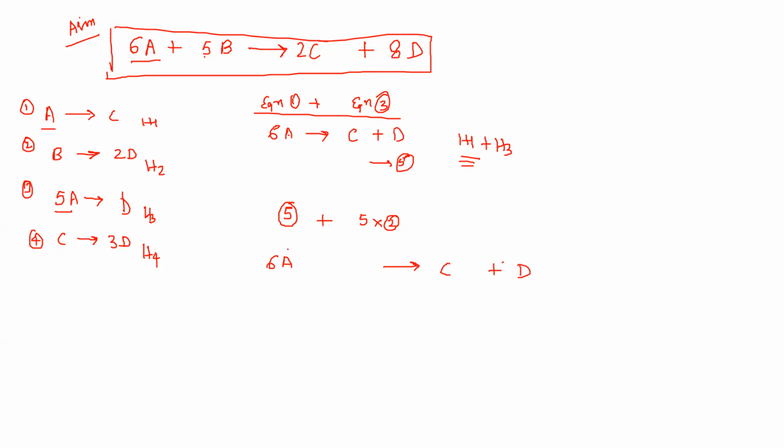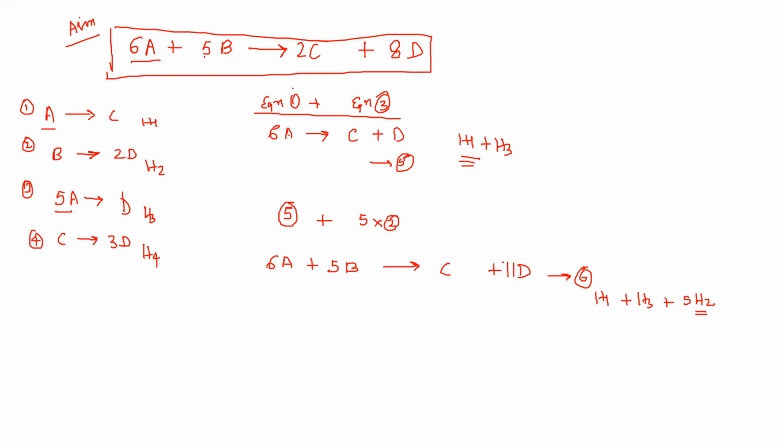So on the LHS, we'll have 5B. And on the RHS, we are going to have 5 into 2, that is 10D, plus D. That altogether gives you 11D. All right, so this is equation number 6. And the heat of the reaction is H1 plus H3, that is the heat of this reaction, plus 5H2. 5, because we have multiplied equation number 2 by 5 and then added, so we have to multiply the heat by 5 and then add.